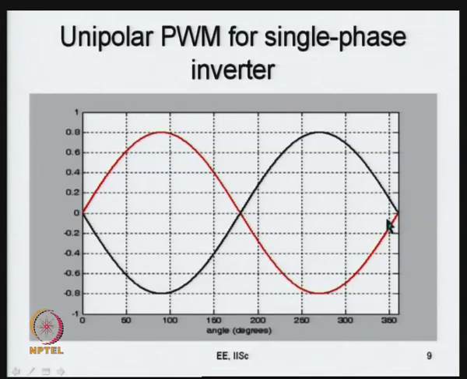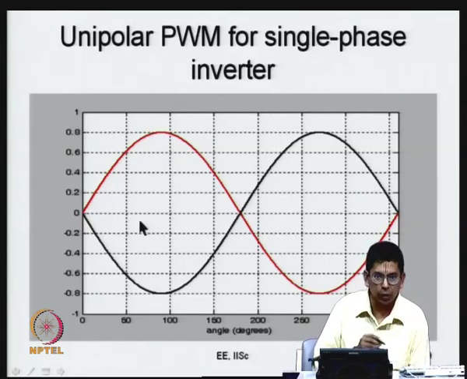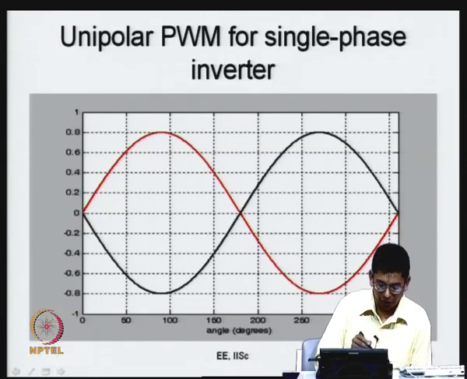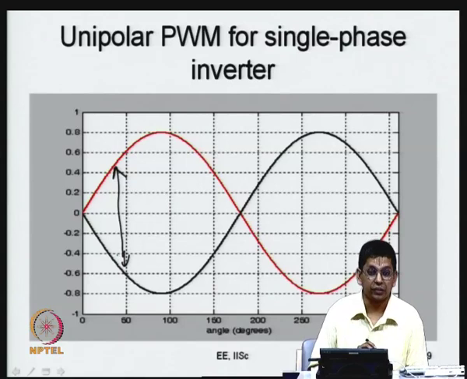VAO, this is the MA, the modulating signal for leg A. Black waveform represents the modulating signal for phase B. The red signal represents the average pole voltage of A leg. The black signal represents the average pole voltage of B leg. What does the difference between the two represent? The difference between the two represents the average load voltage. It is the difference between the two.